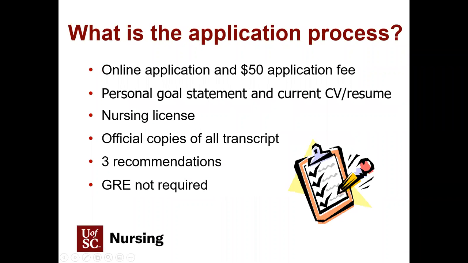All right, so what's the application process? Interested applicants need to submit an online application to the graduate school. The application must include a goal statement and a current copy of your CV or resume, as well as a copy of your nursing license. The goal statement will have a prompt, and you should describe the role of the nurse practitioner role for which you're applying and describe how the program fits in with your career goals.